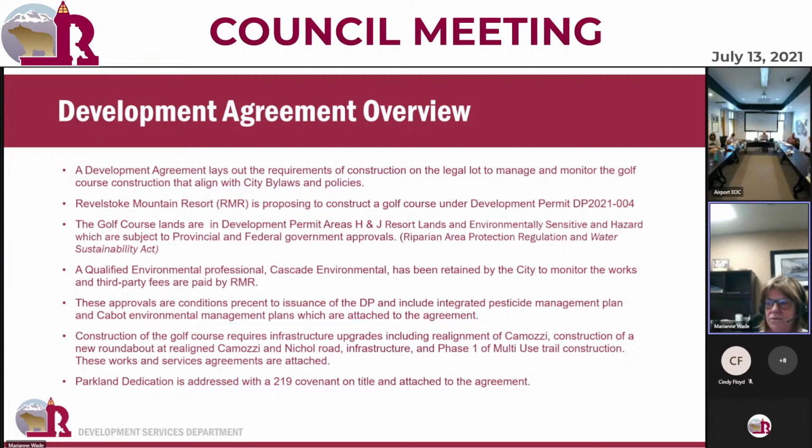Part of these conditions is there will be an integrated pesticide management plan and the environmental management plans, and they're all attached to this agreement. So it's clearly laid out how we move forward with construction. In addition to the golf course, there's a number of infrastructure projects that have to take place. You've already had the Camosi roundabout and those agreements before you, that they are also attached to this development agreement because the golf course lands are affected by those infrastructure works. So they're also coordinated into this development agreement.